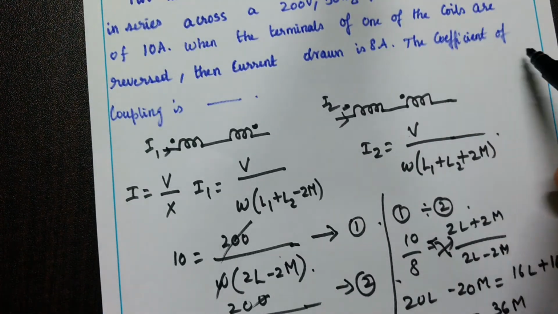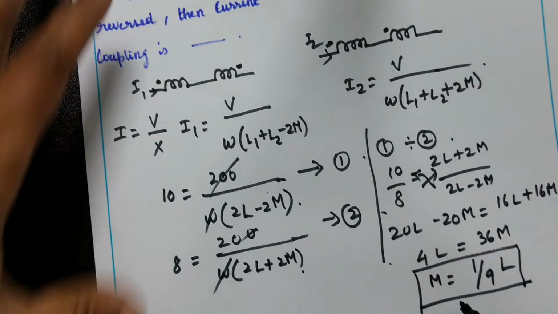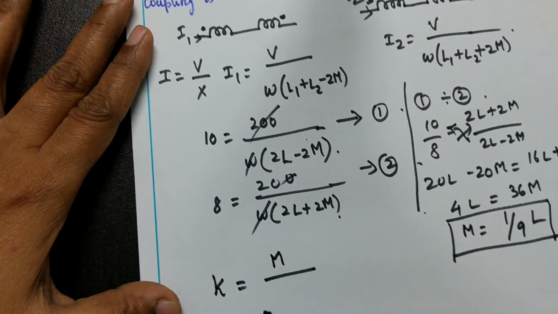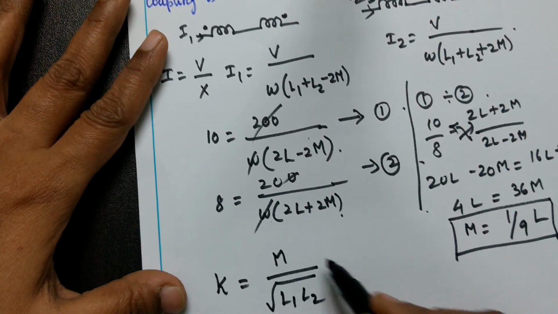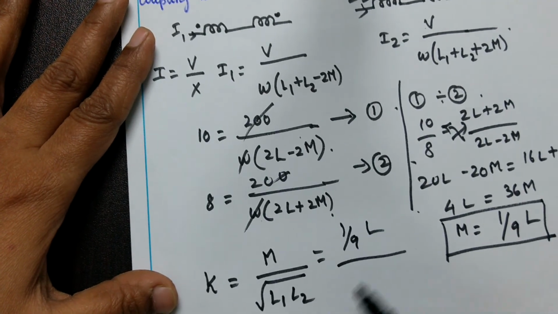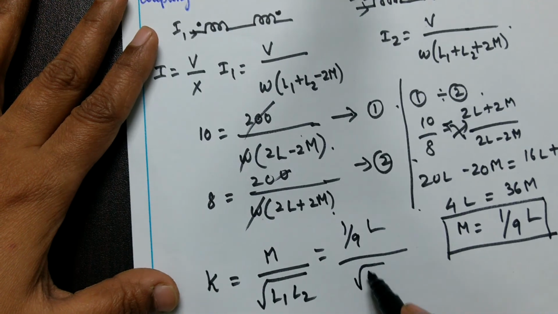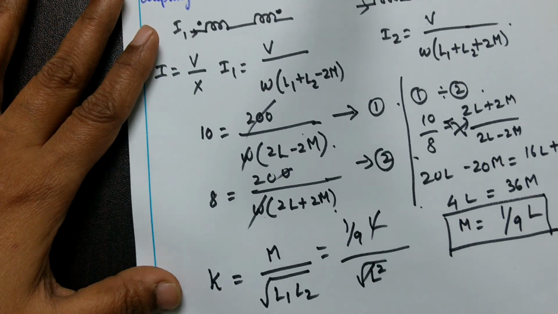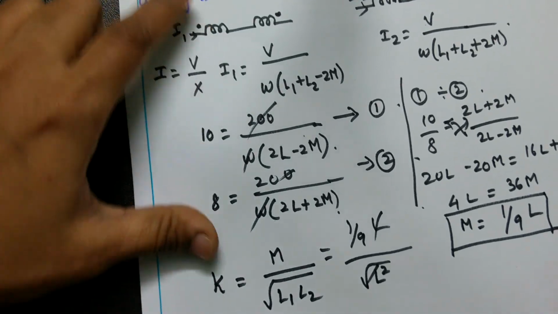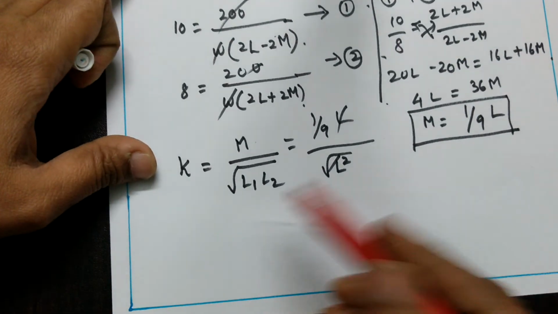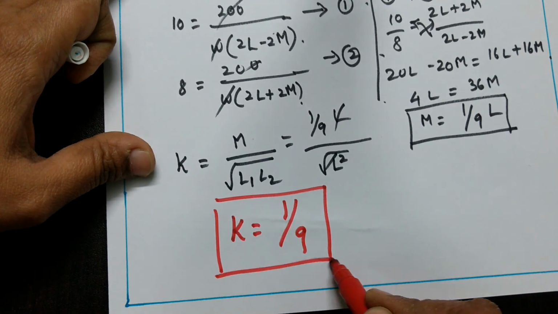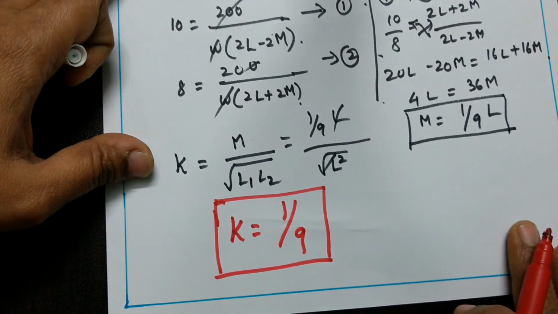What they asked is the coefficient of coupling. We know the equation for the coefficient of coupling, K equal to M by root of L1 L2. Here M we found as 1 by 9 L, and L1 and L2 are identical, so root of L square, and this will get cancelled. So the coefficient of coupling we found as K equal to 1 by 9. That's the answer. Thank you.